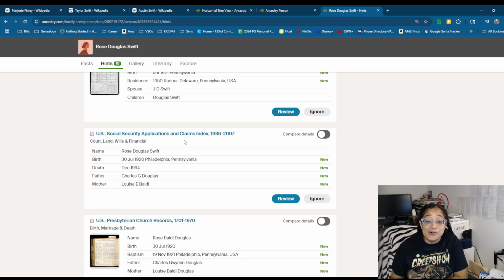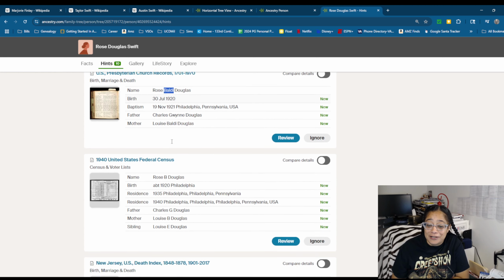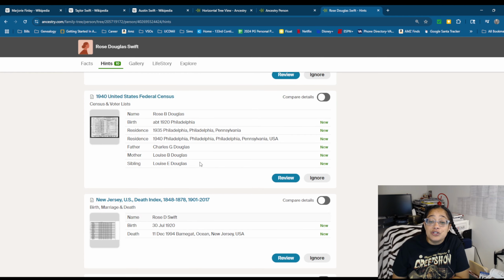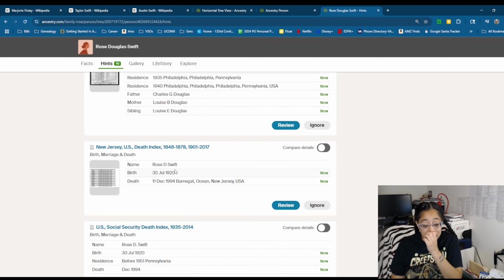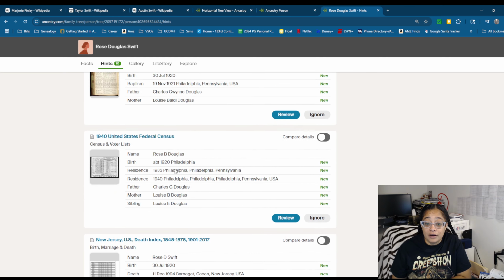We have some great other things. We have U.S. Presbyterian Church records, so not only gives Rose's date of birth, but also her baptismal date. And then we see that Baldy name that showed up on the Wikipedia page, so we know we are definitely on the right track. And then we have a New Jersey death index that showed she had passed away in New Jersey. And we've got all that information.